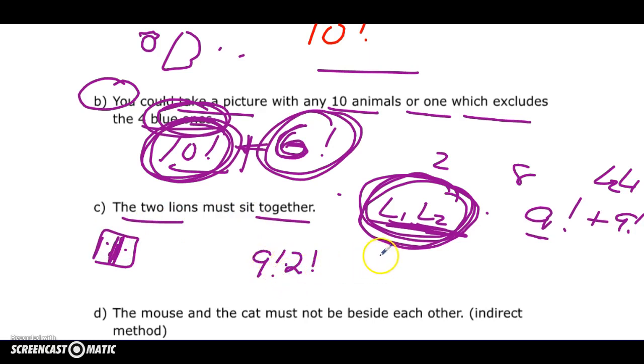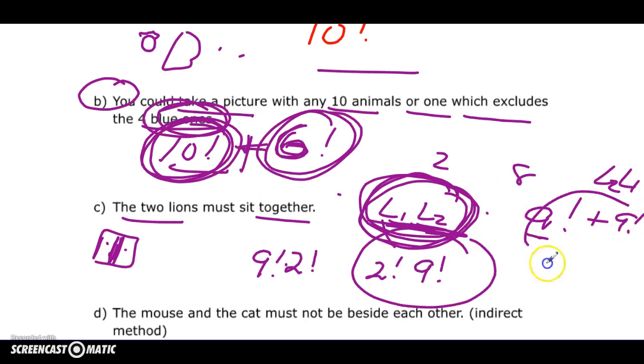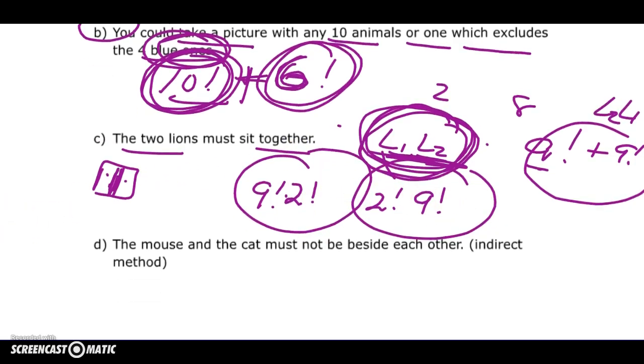Or you can even look at it a different way and say, let's line the lions up first, 2 factorial ways, and let's multiply that by 9 factorial now that the lions are this giant entity, plus the other 8. That's 9 stuffed animals, and put them in order that way. All these are the same: either 9 factorial twice, 2 times 9 factorial, or 9 factorial times 2 factorial. Kind of a neat question, I think.